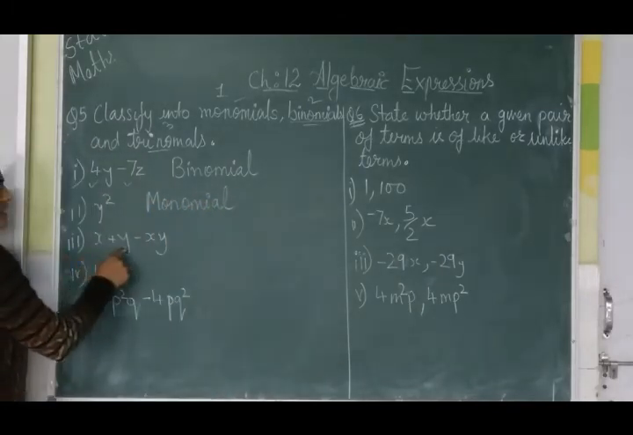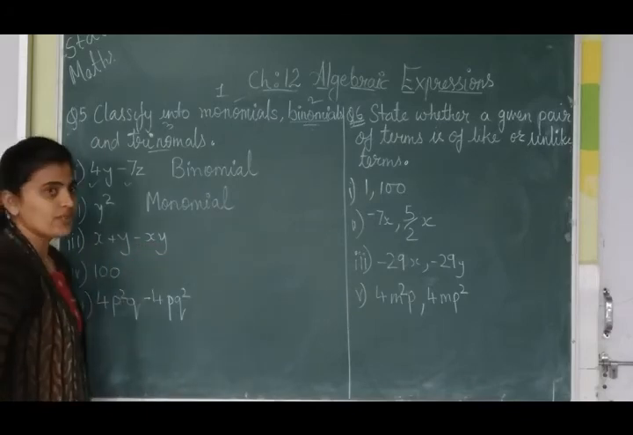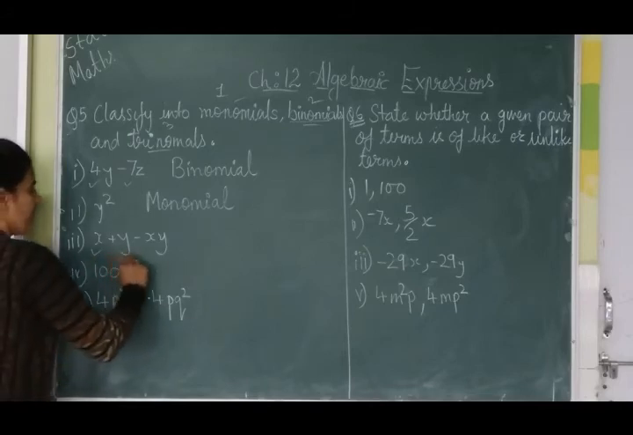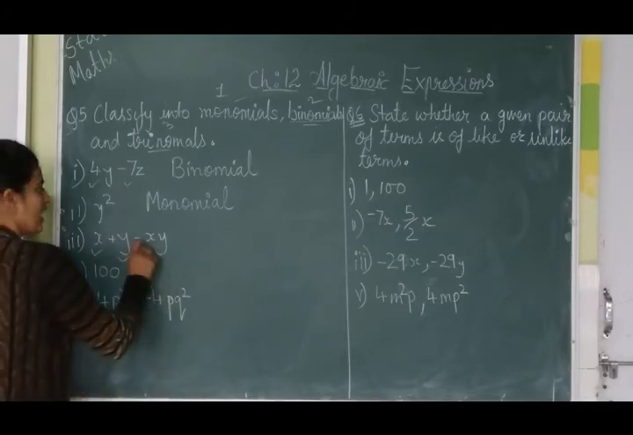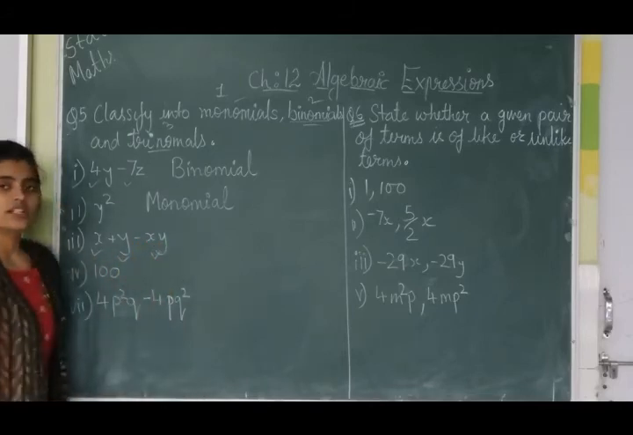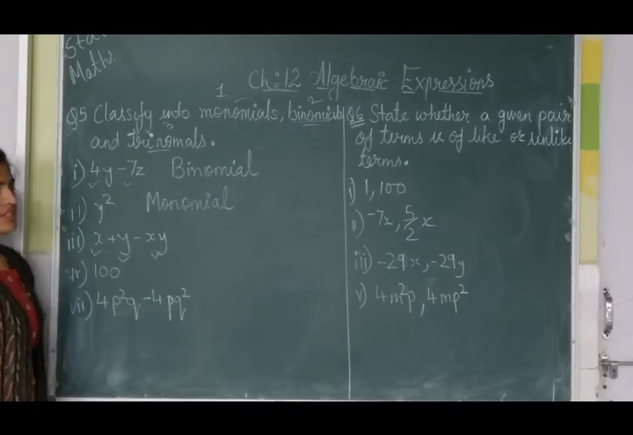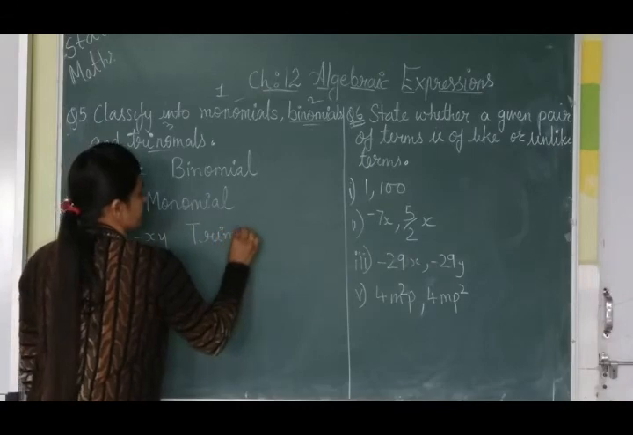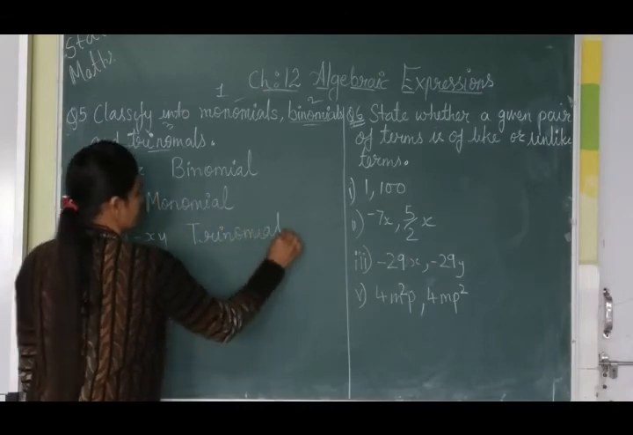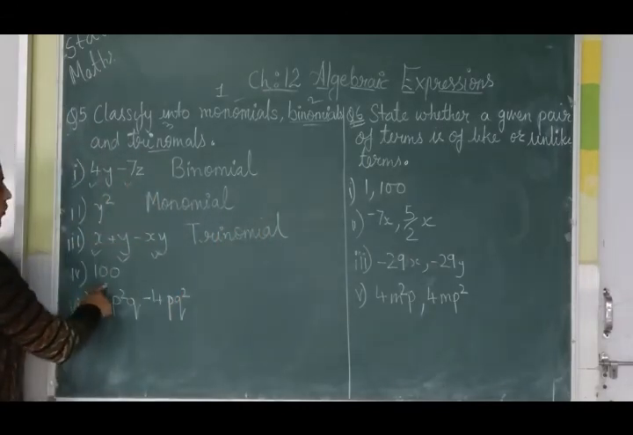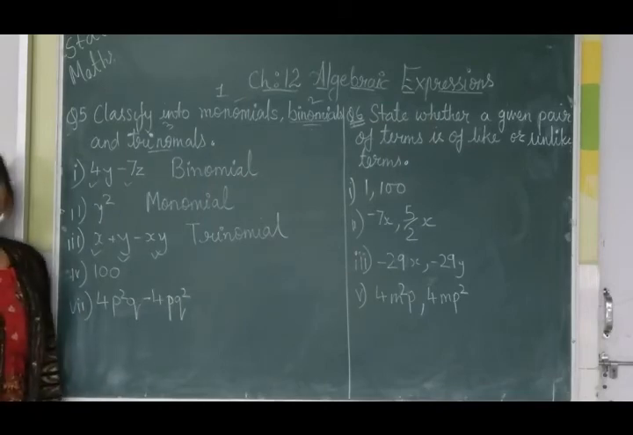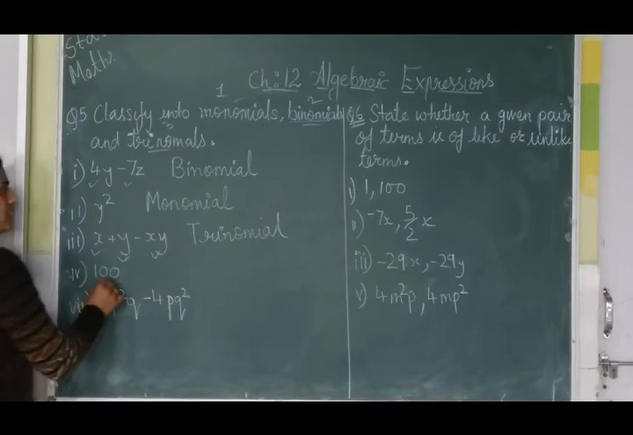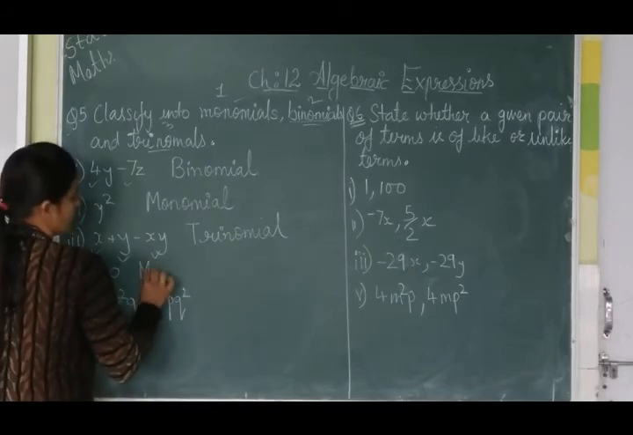Third one, x plus y minus xy. Here you can see x is the first term, y is the second term, and minus xy is the third term. So three different terms are there, so it is a trinomial. Next, here only 100 is there. 100 is a constant and it is one term, so it is a monomial.